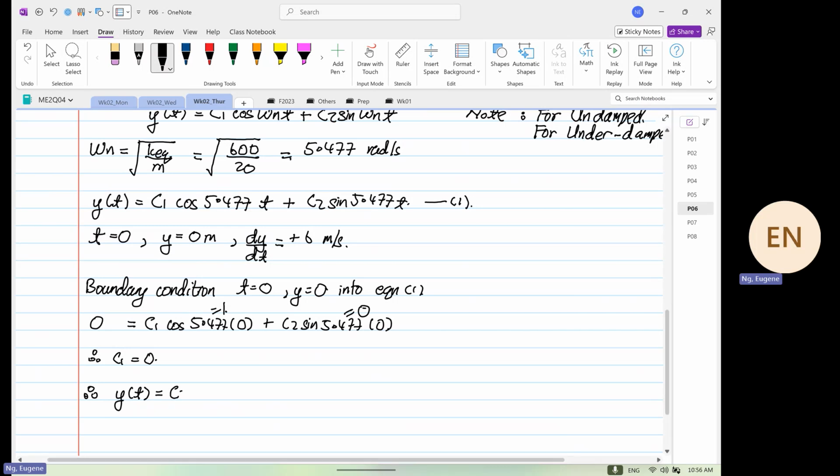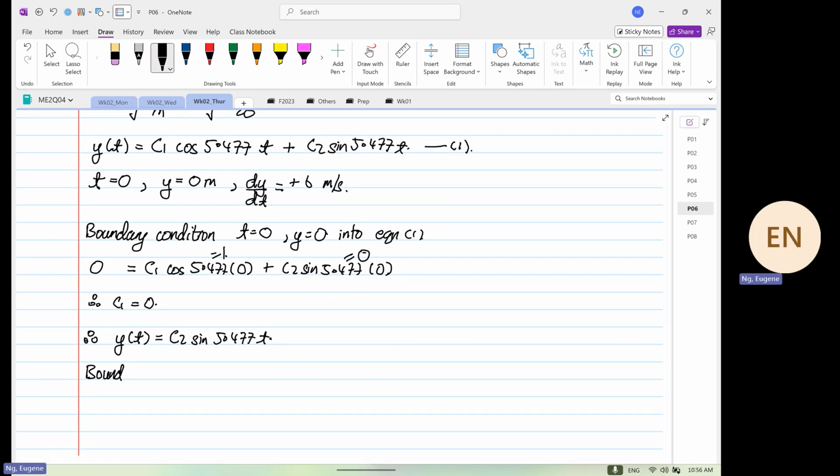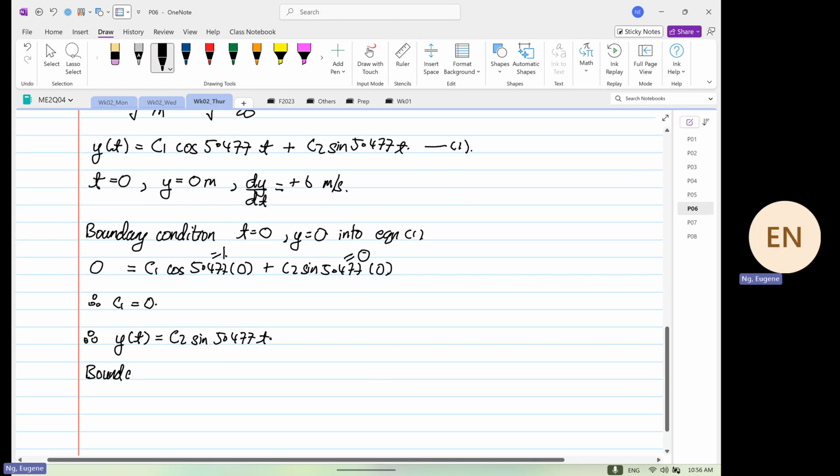So therefore y as a function of time, you only need to bother about C2 sine 5.477 t. And then we are going to apply the boundary condition. You know why I dropped the C1, right? Because we have shown that C1 is equal to what? 0.